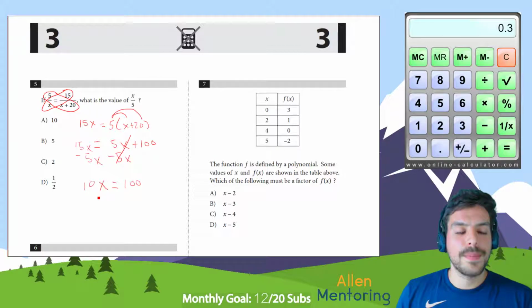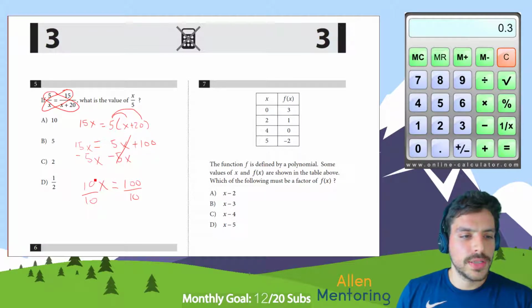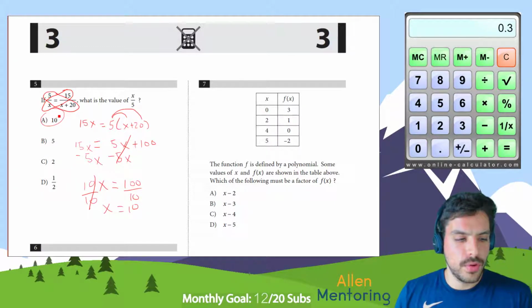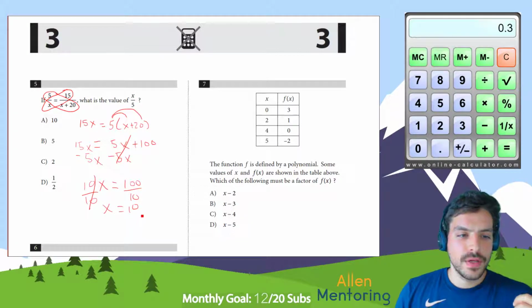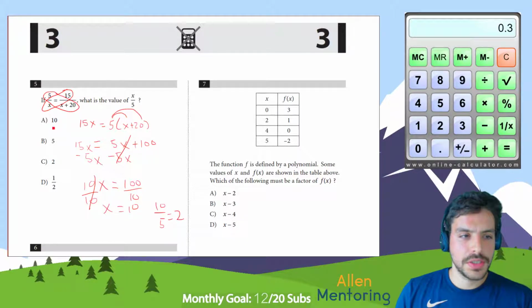And so now what's the opposite of multiplying by 10? Dividing by 10. All right, we're starting to get this. All right, and so we divide by 10 on both sides. This cancels out, and x is equal to 10. Right, so right away you're gonna be like, oh yeah, x is equal to 10, bam. Nope. We see that they're asking, what is x over 5? So what is x over 5? What is 10 over 5? That's just equal to 10 divided by 5, which is 2.